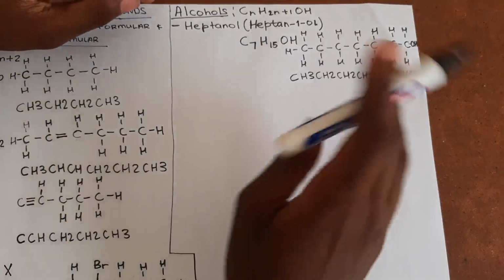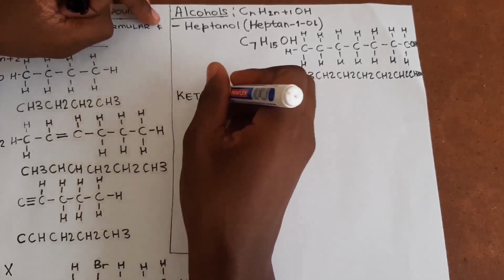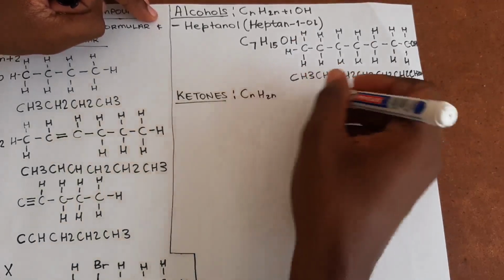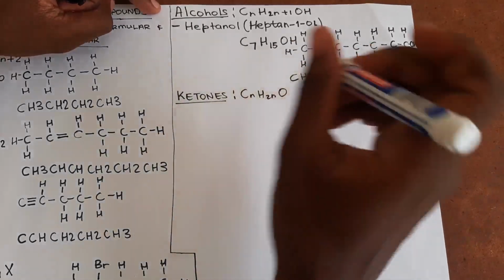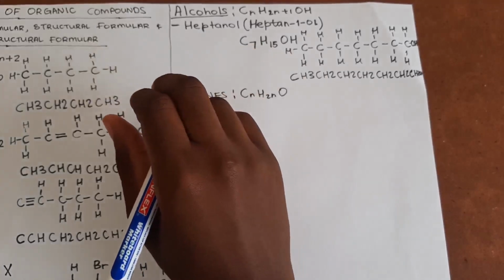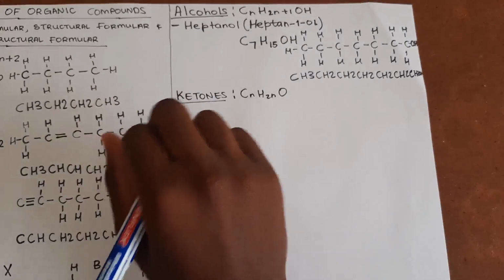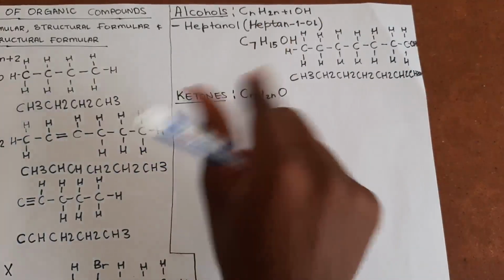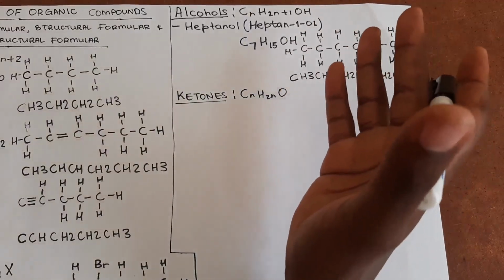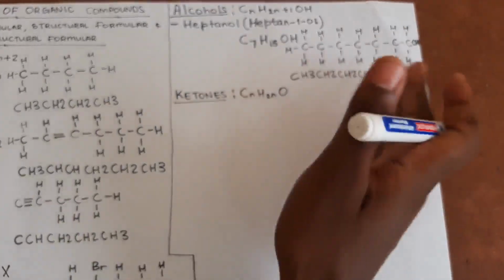Let's move to ketones. What's the general formula for ketones? It's CnH2n with an oxygen double bond. Ketones and aldehydes have the same functional group, the C=O bond. But in ketones, that O bond is inside the C atoms of the compound, while in aldehydes, which we will discuss just after ketones, the O bond is outside.